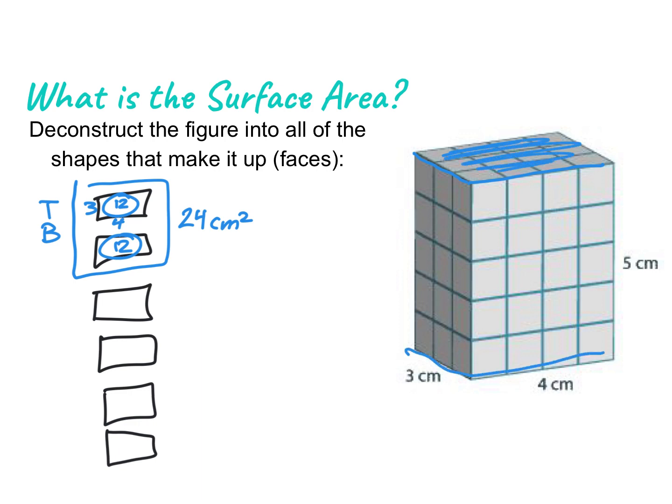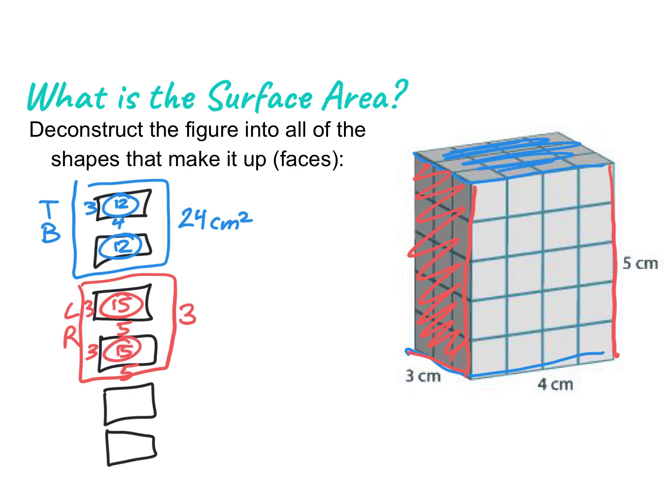We're going to call the next one my left and my right. So I've got the left of the shape and the right of the shape, you can't see, but they're going to match, right? So I've got 3 by 5. 3 by 5, 3 by 5. Okay, 3 times 5 is 15. So if the left is 15, the right is also 15, and together that's 30 centimeters squared for the left and the right.